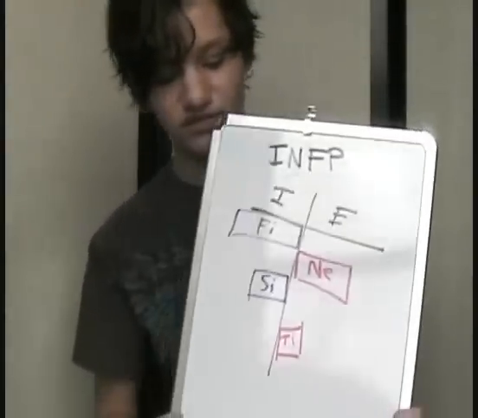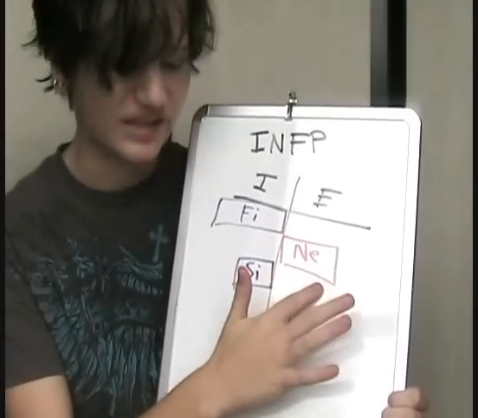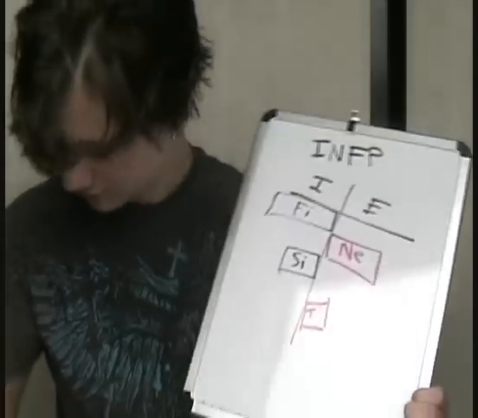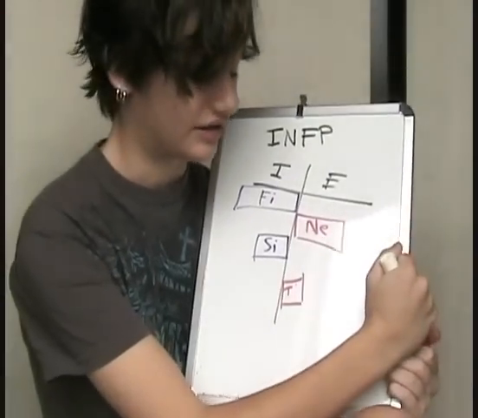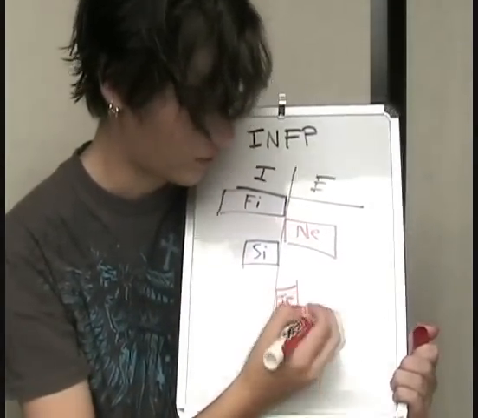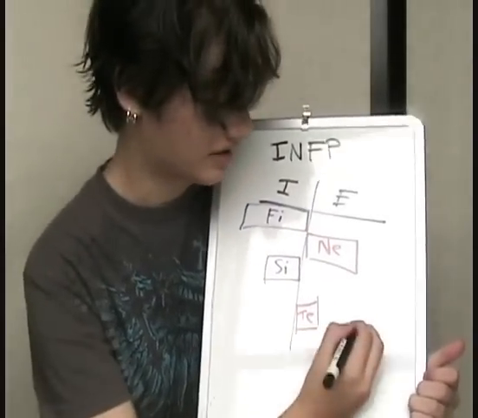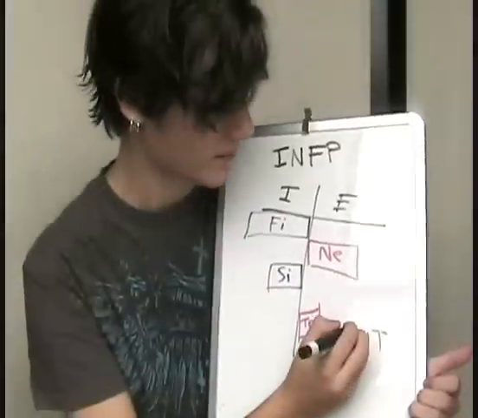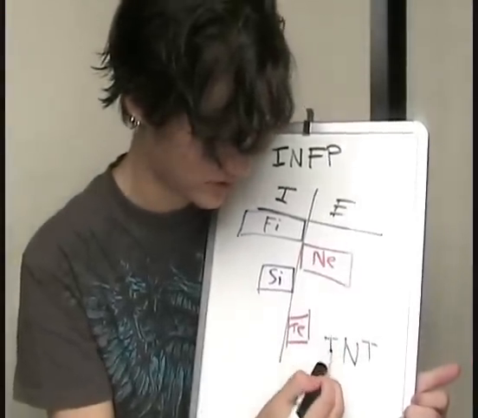So what the school sees, or what anyone sees, is they probably see the NE, and then they see TE. What did I do? Anyway, they see intuition, and they see thinking. So they have NT. Sorry, can you see that? Yeah, you can. And then I'm introverted, so they probably see introversion.